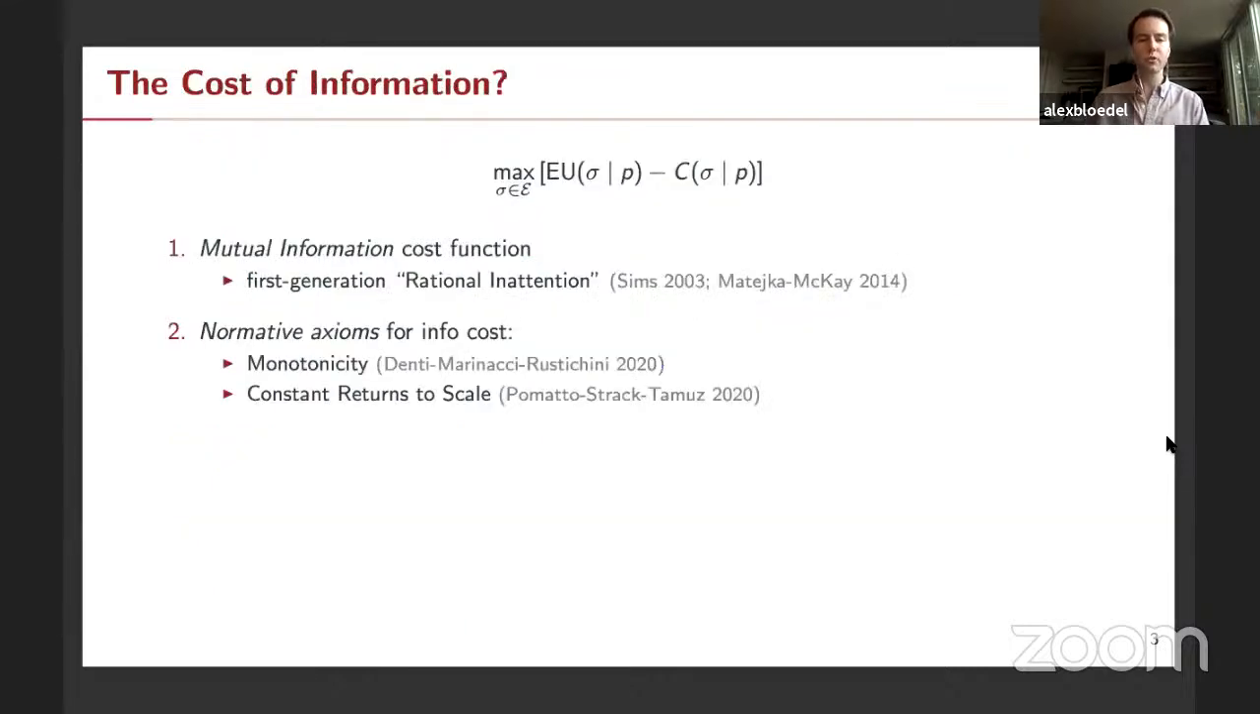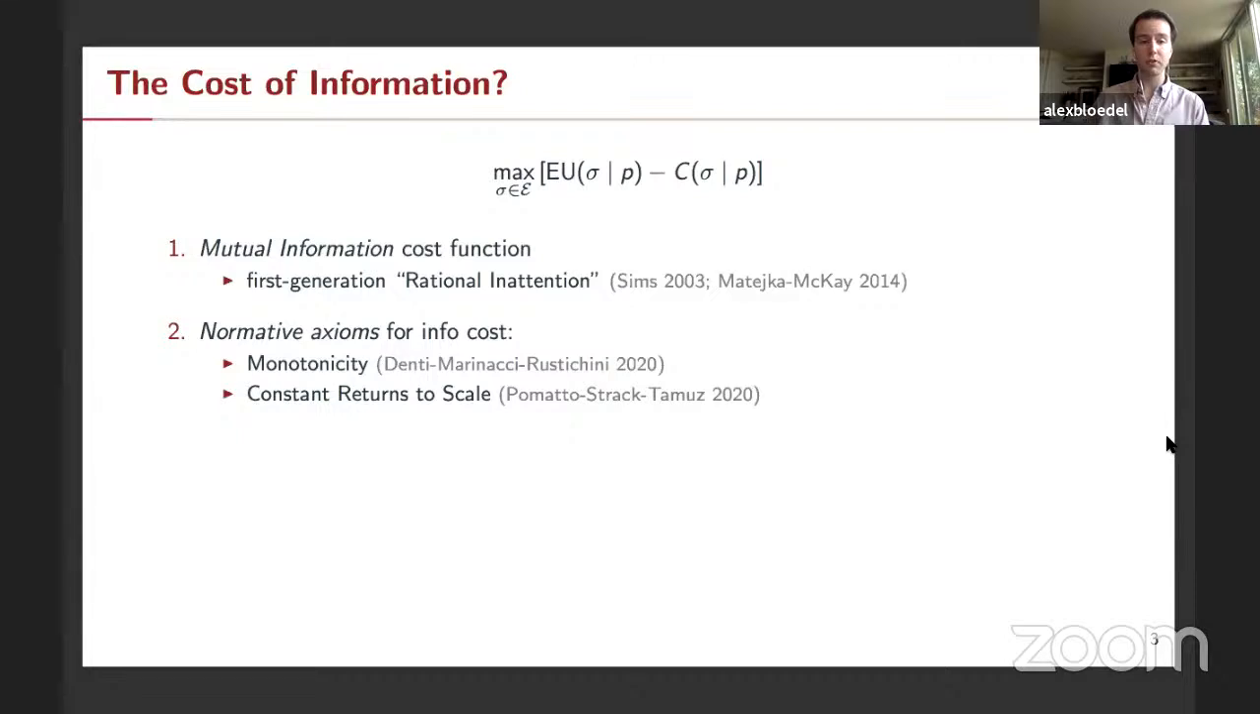To date, the literature has taken basically two distinct approaches to this problem. The first goes back to the seminal work of Chris Sims on rational inattention and posits a particular functional form called mutual information. This has become very popular because mutual information is highly tractable and also has microfoundations in information theory. However, it's also been widely criticized on the grounds of being ad hoc and generating unreasonable predictions in some economic applications.